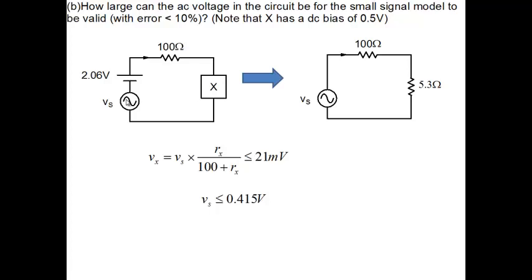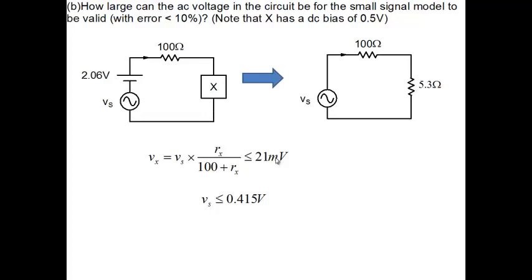So now you can calculate what Vx is for a given Vs. We are saying that Vx has to be less than 21 millivolt for 10% error. So for Vx less than 21 millivolt, we can calculate the value of Vs, and it says Vs has to be less than 0.415 volt. What this example is telling you is that you can calculate how small a voltage should be for your model to be valid.